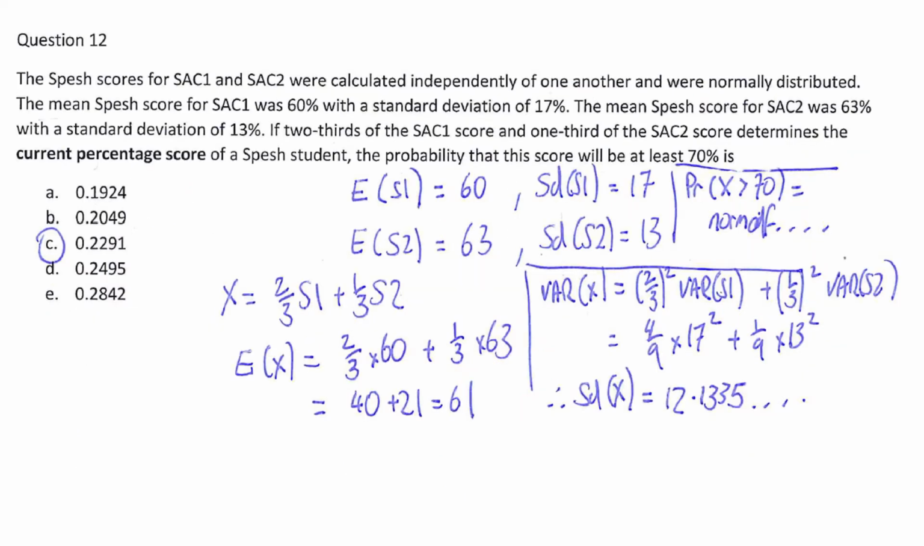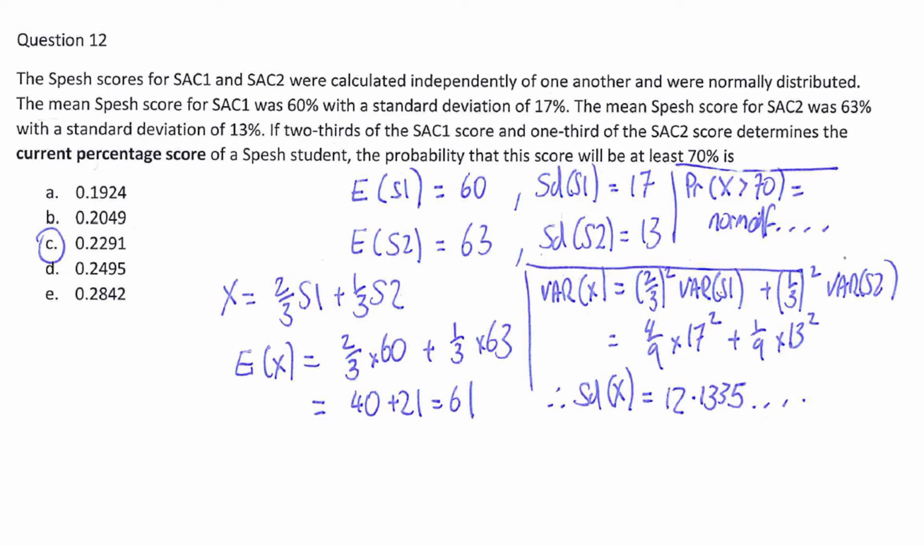All right, so we finish with a string of statistics questions, four statistics questions to finish it off. SAC scores were calculated independently and were normally distributed, both of which are true. The mean SPECH score for SAC 1 was 60%, standard deviation of 17%. Also true. The mean SPECH score for SAC 2 was 63, with a smaller standard deviation. In fact, I made the standard deviation a little bit less than what it was, just to have a point of difference. But there you go, it's pretty accurate.